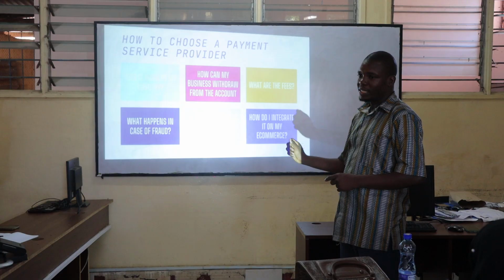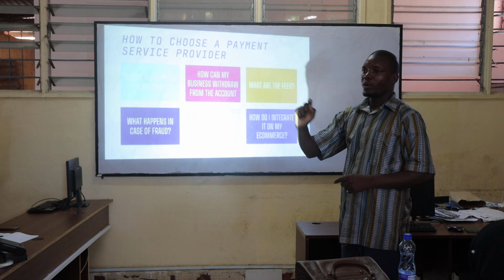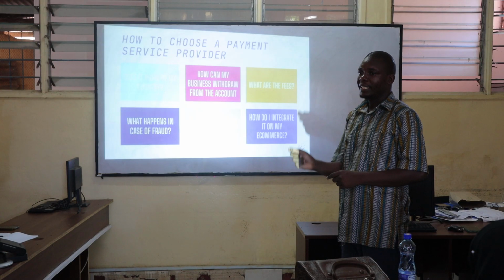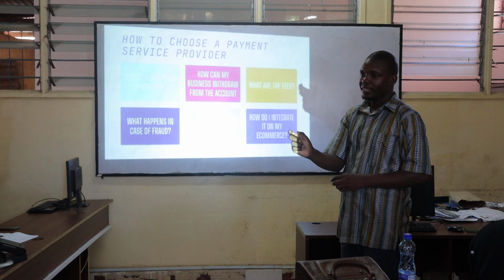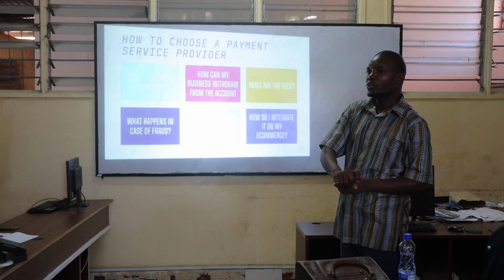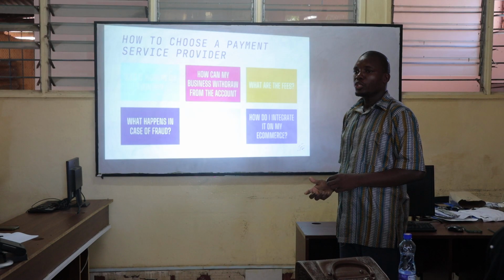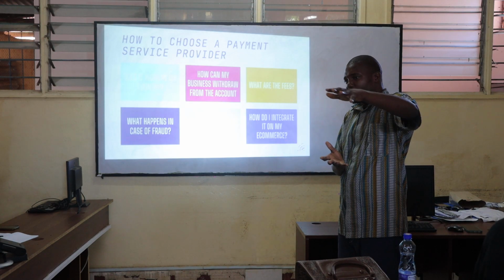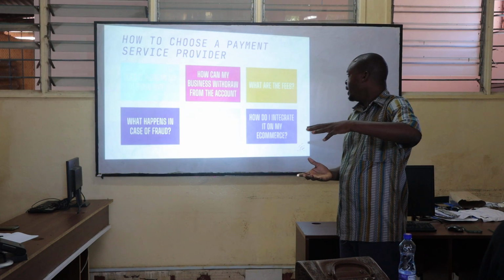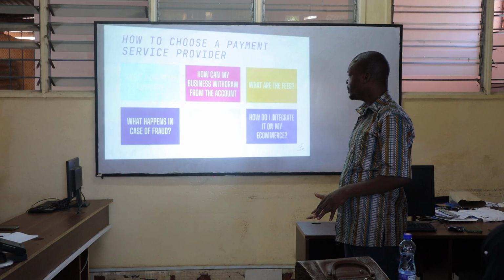For example, equity, if you transfer 1,000 from equity account to another client, there is a charge fee there, isn't it? Then the same 1,000 is also charged when you're sending it via M-Pesa. So now check the amount that is being used. Are the fees so high or affordable?